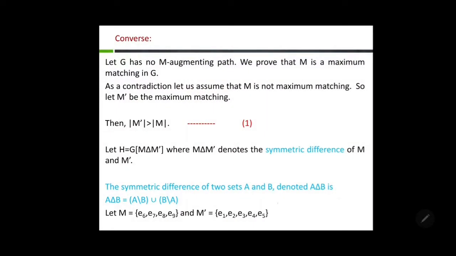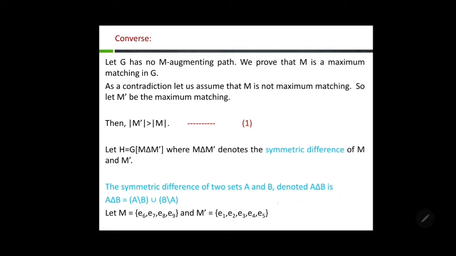Conversely, let G have no M-augmenting path. We have to prove that M is a maximum matching in G. As a contradiction, let us assume that M is not a maximum matching. So let M' be the maximum matching, then the cardinality of M' is greater than the cardinality of M. Let H equal the graph of M symmetric difference M'.